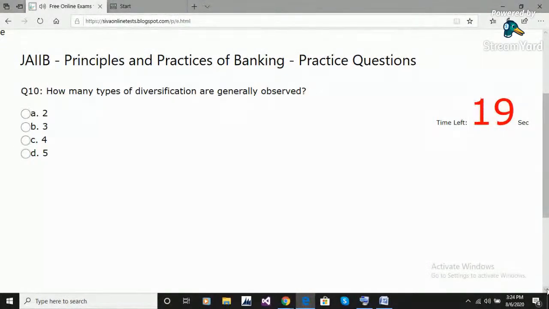Question 10. How many types of diversification are generally observed? Option A. 2. Option B. 3. Option C. 4. Option D. 5. Answer B. 3.